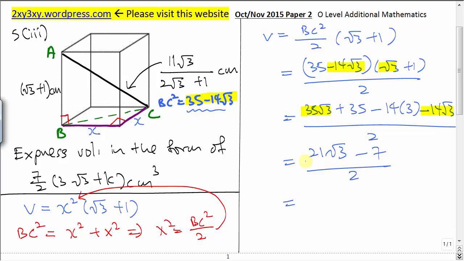Now because the question needs us to express in this form, we have to take out the factor 7 over 2. 21 take out 7 left 3. 7 take out 7 left 1. The 2 is already taken out here. So this is the volume of the cuboid.